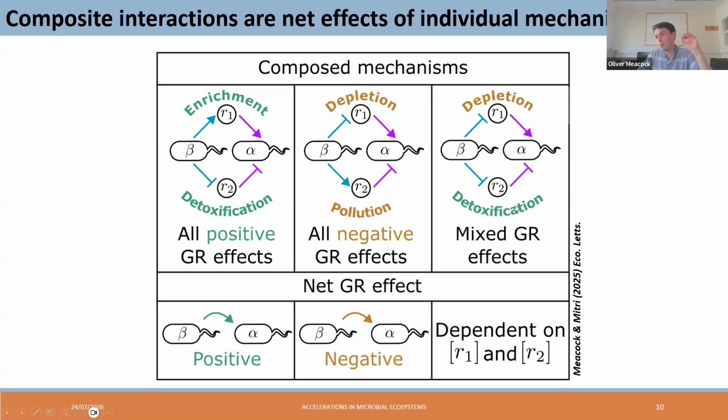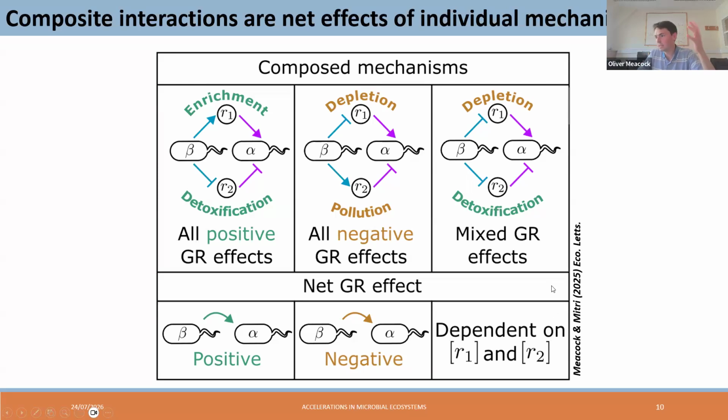And in this case, what we end up finding is that the net effect of beta on alpha will depend on the relative concentration of these two different compounds. So you might find that in some circumstances you're going to have depletion dominating, and in other circumstances you're going to have detoxification dominating.